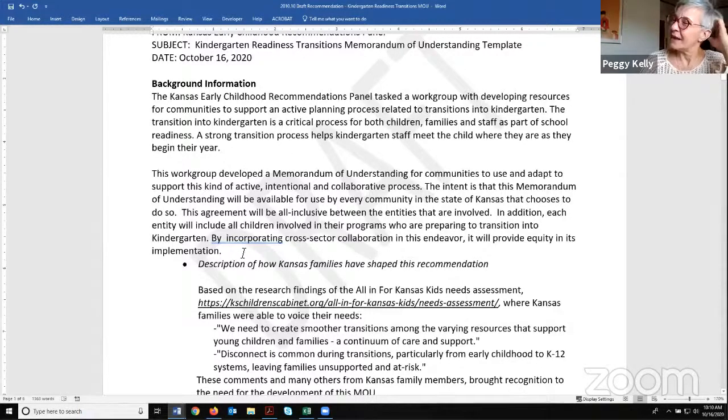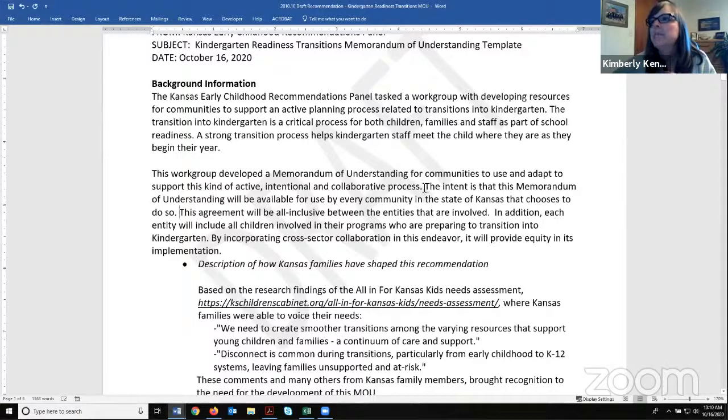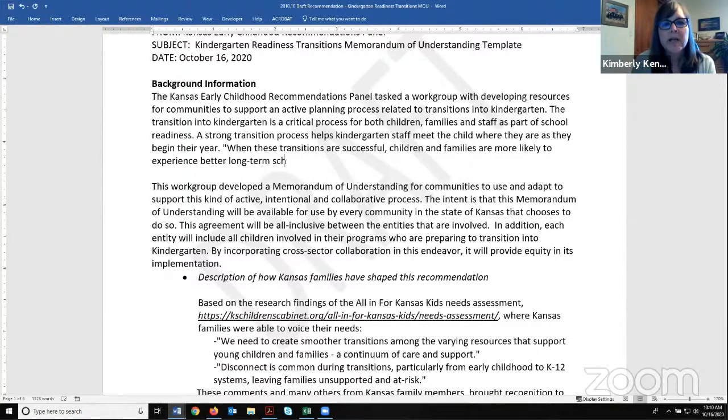Amanda, I would just want to point out, this is Kim Kennedy again. One more thing that popped out at me that I think is important to add, and this is from the ECLKC website: when there are successful transitions, children and families are more likely to experience better long-term school success. I like that. What if we quote that directly and include a footnote so that we're noting where we got it from? Can you say it one more time for me, Kim? When these transitions are successful, children and families are more likely to experience better long-term school success.